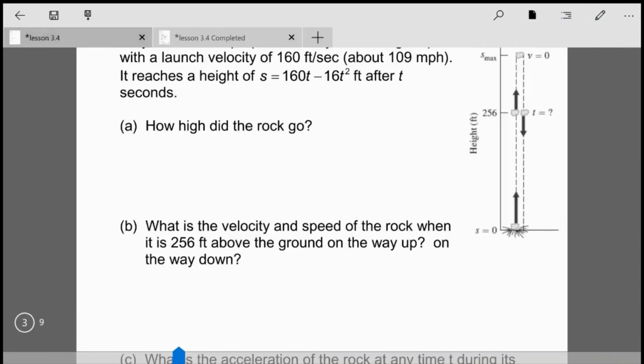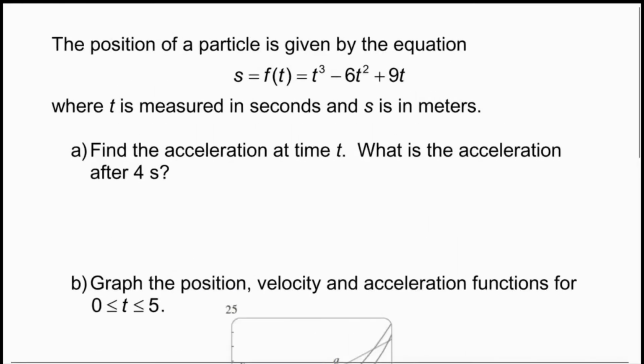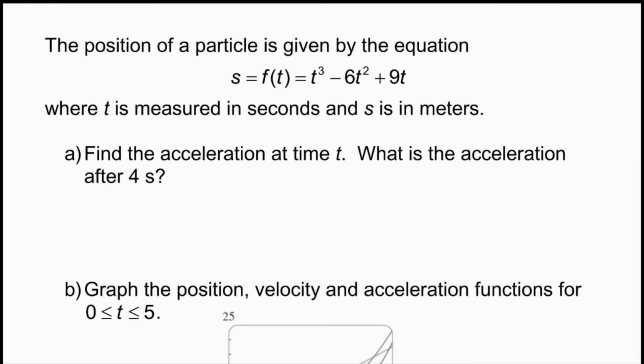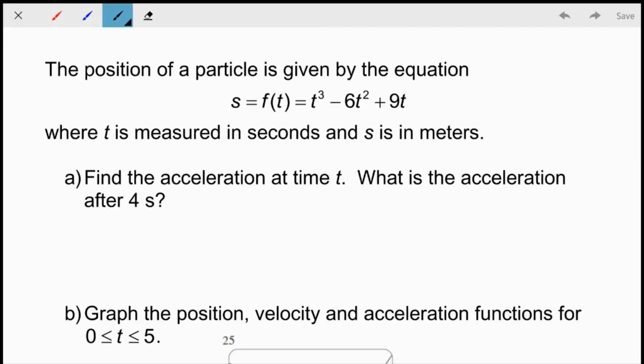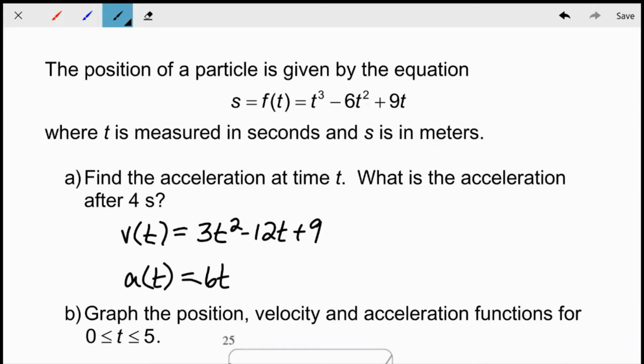Okay, so let's move on here. And I've got another problem that I want to kind of talk through a little bit. We have a position function here, and it says, first of all, find the acceleration. What's the acceleration after 4 seconds? And then it says graph this. So first of all, let's just quickly go through finding the acceleration. So my velocity here would just be the derivative of the position, which would be 3t squared minus 12t plus 9. And then my acceleration function, which is just the derivative of the velocity, would be 6t minus 12.